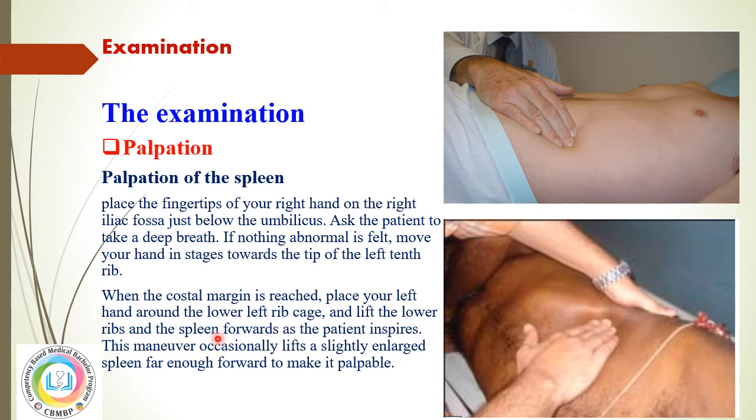When the costal margin is reached, place your left hand around the left lower rib cage and lift the lower ribs and the spleen forwards as the patient inspires. This maneuver occasionally lifts a slightly enlarged spleen far enough forward to make it palpable.